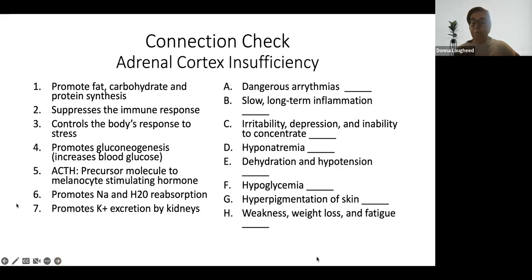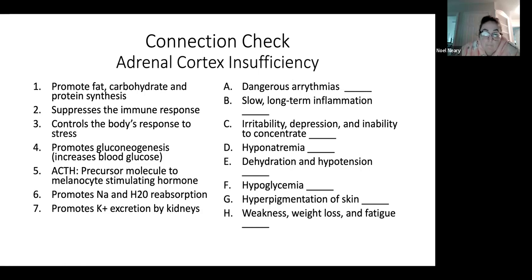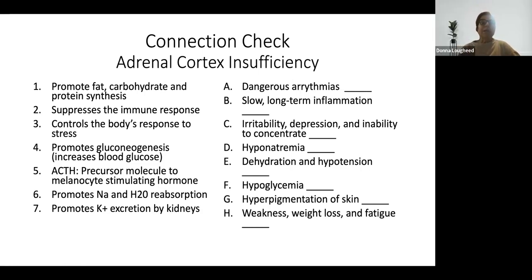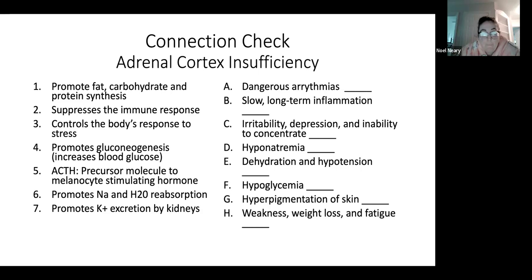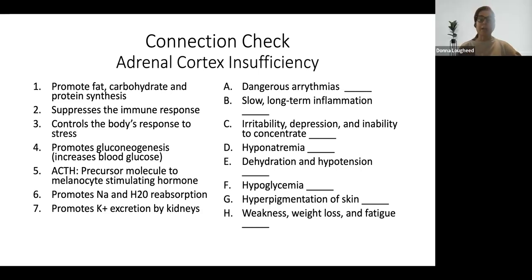So if you can't metabolize the fat, the carbs, and the proteins, you're going to be weak. You'll see weight loss and fatigue. We know it also suppresses the immune response, right? Cortisol. So what are we going to see? We'll see B, yes, very good. That's slow, long-term inflammation. We know it controls the body's response to stress. So what are we going to see? C, that irritability, that depression, that inability to concentrate. Remember, I said the mood, we're going to see some alterations in their mood. It promotes gluconeogenesis. That means it increases blood glucose in response to stress. So if I don't have enough, what am I going to see?